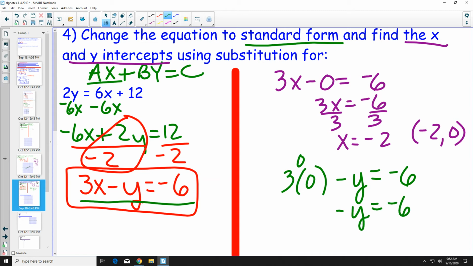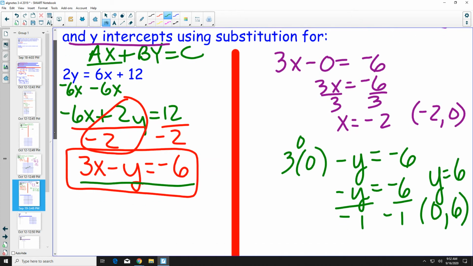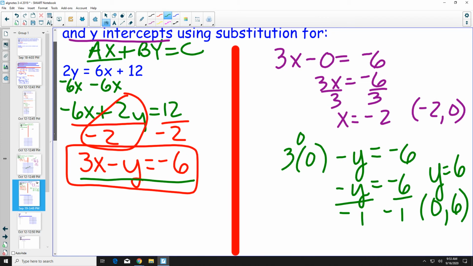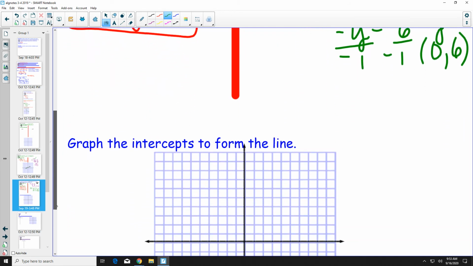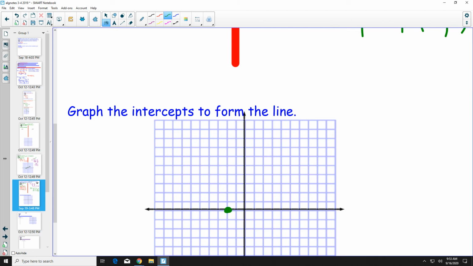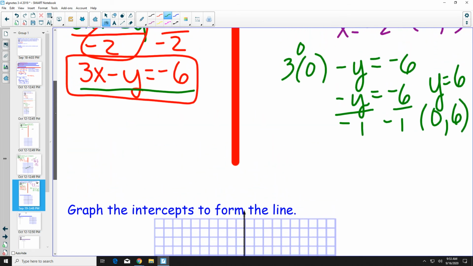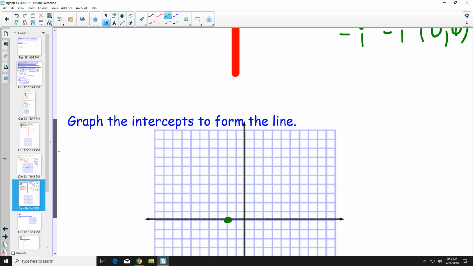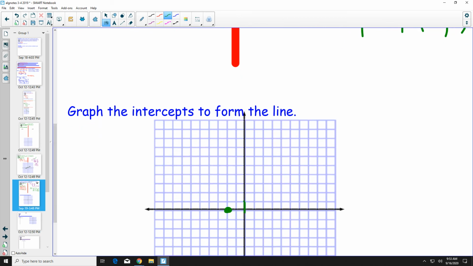And then to solve for y, all I have to do is divide both sides by negative 1. So negative 6 divided by negative 1 is a positive 6. This would be the point (0, 6). Don't worry about graphing it, but I'll show you what the graph's going to look like. I'm just going to graph (negative 2, 0), which means go left 2, don't go up or down. And then I'm going to graph the other point, (0, 6), means don't go left or right, go up 1, 2, 3, 4, 5, 6. If I connect those points, I have my line.